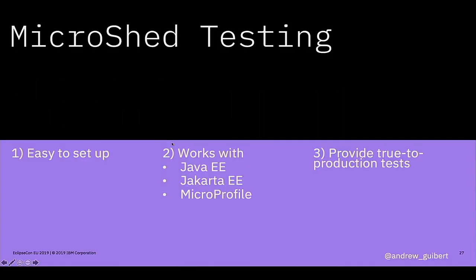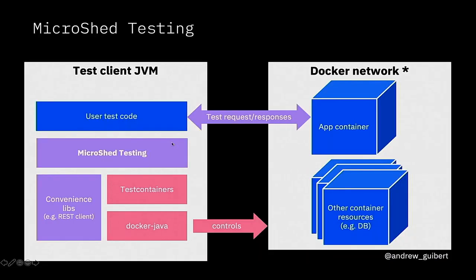So when designing MicroShed Testing, I took these points into consideration. I wanted MicroShed Testing to be easy to set up. I wanted it to work with any application server, not just Open Liberty that I work on. And I also wanted to give dev-prod parity, so give people true-to-production tests through containers and through the Testcontainers library. So here's kind of an overview of how the whole thing works at a high level.